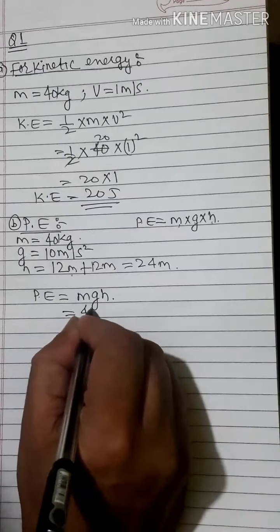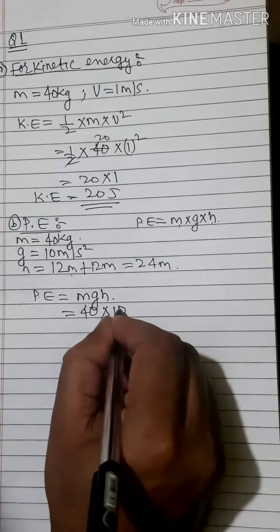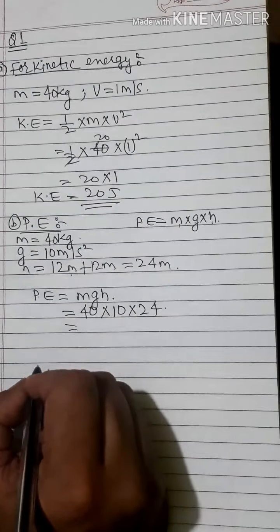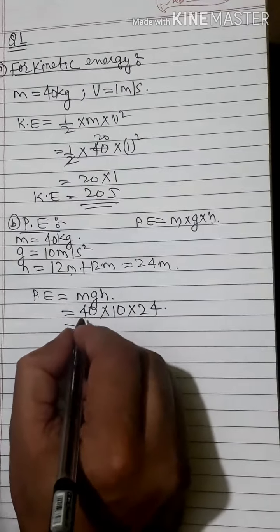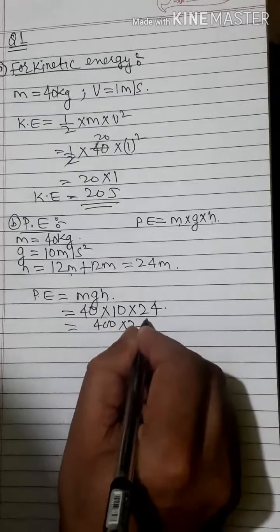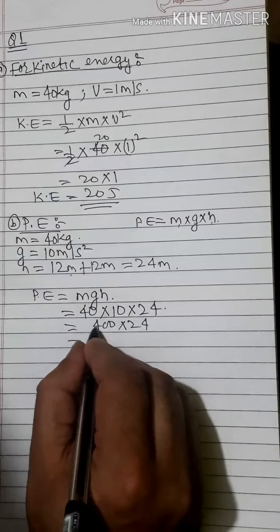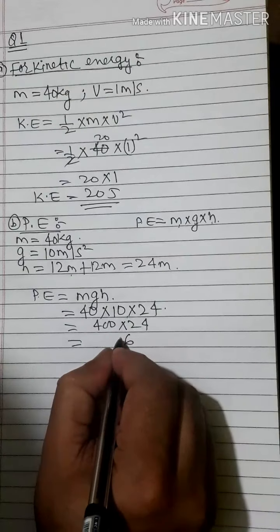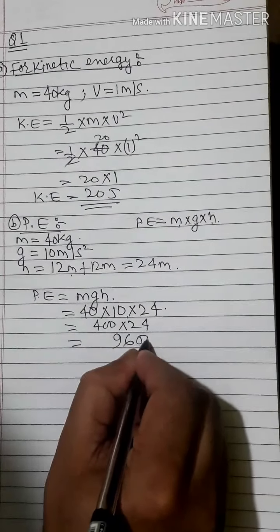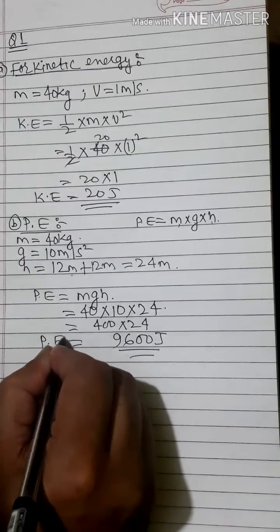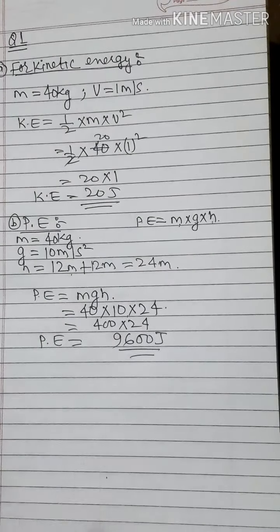So mass is 40 kg into g is 10 meter per second square, and your height is 24. So let us multiply this. We have 40 into 10 is 400 into 24. So this will give us 4 4s 16, carry over 1, 4 2s 8, 9 6, and 2 zeros, 9600 joules. So what is the potential energy possessed by the body? The potential energy possessed by the body is 9600 joules.